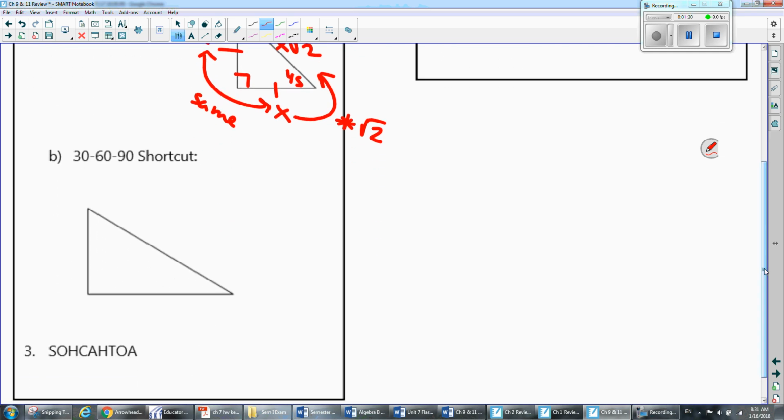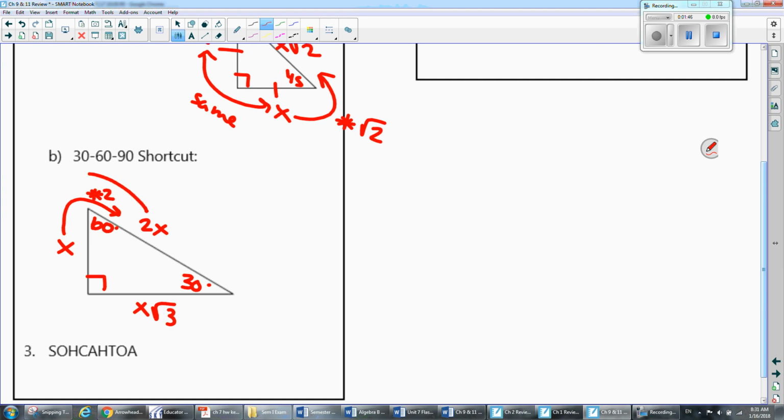I can have a 30, 60, 90 shortcut: opposite my shortest side is the smallest angle, medium side, medium angle. There's my right angle. The short leg is x, your hypotenuse is 2x. The long leg, opposite the 60, is x root 3. When I'm going from the short leg to the hypotenuse, I have to multiply by 2.